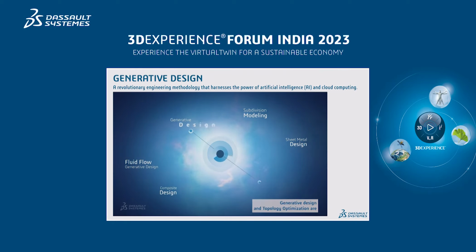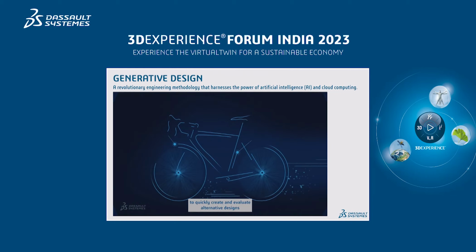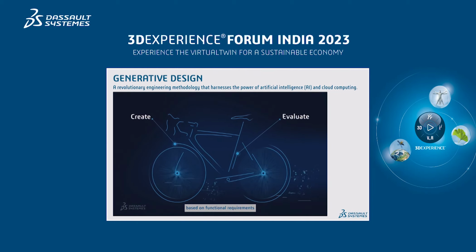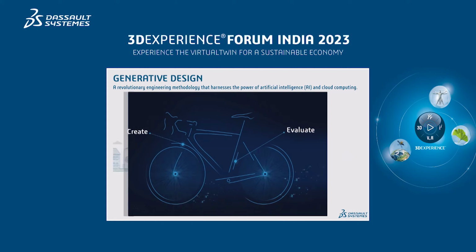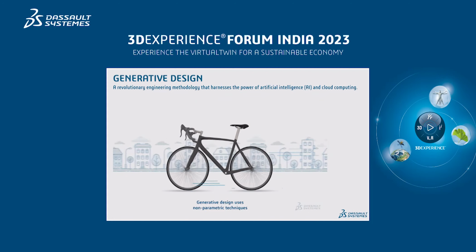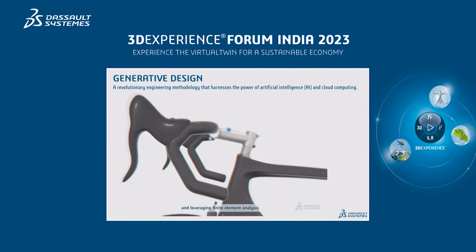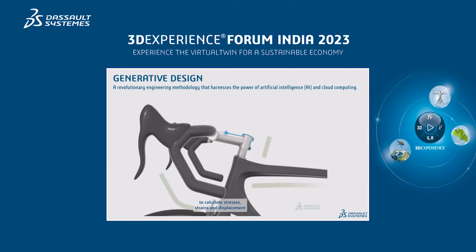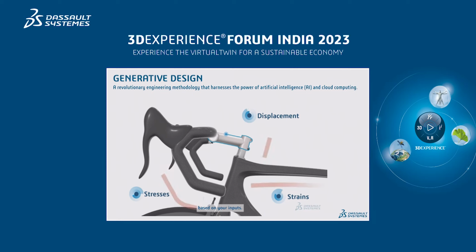Generative design and topology optimization are advanced design techniques to quickly create and evaluate alternative designs based on functional requirements, such as material, desired weight, performances, and manufacturing processes. Generative design uses non-parametric techniques, such as topology, shape or bead optimization, and leveraging finite element analysis to calculate stresses, strains, and displacement based on your inputs.